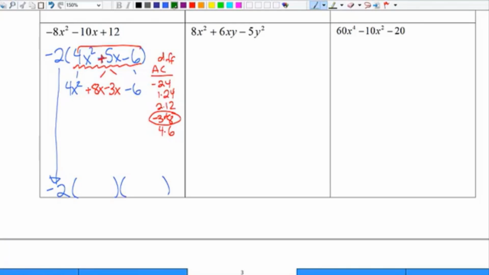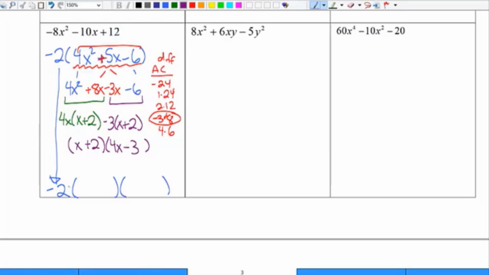Now I can group them. I have the green group, and we'll do a purple group here. So in the green group, it looks like I factor out a 4x. That's x plus 2. In the purple group, I can factor out a negative 3, and that's x plus a negative divided by negative is a positive 2. So that gets me x plus 2 and 4x minus 3.